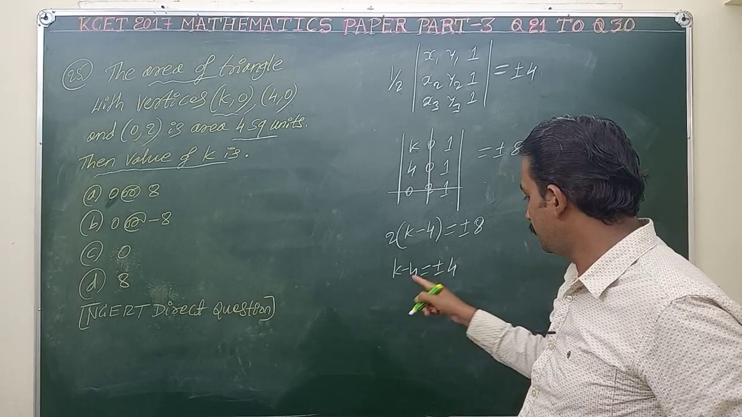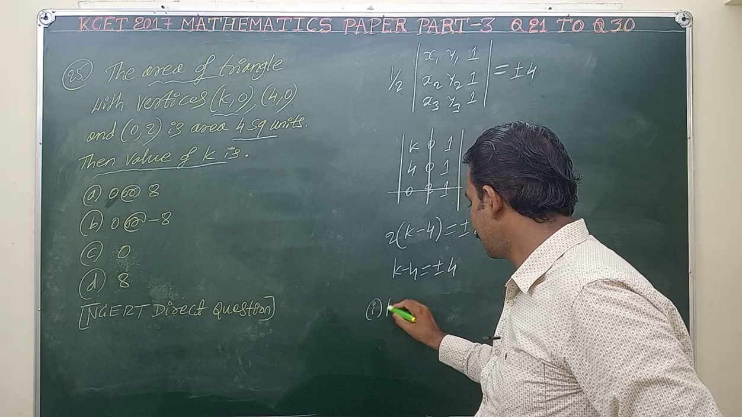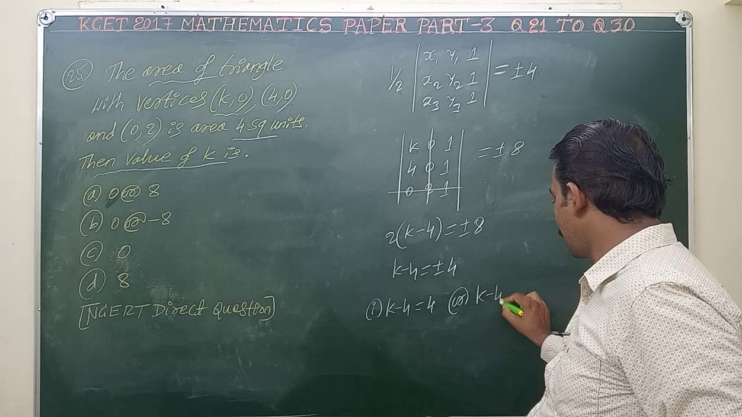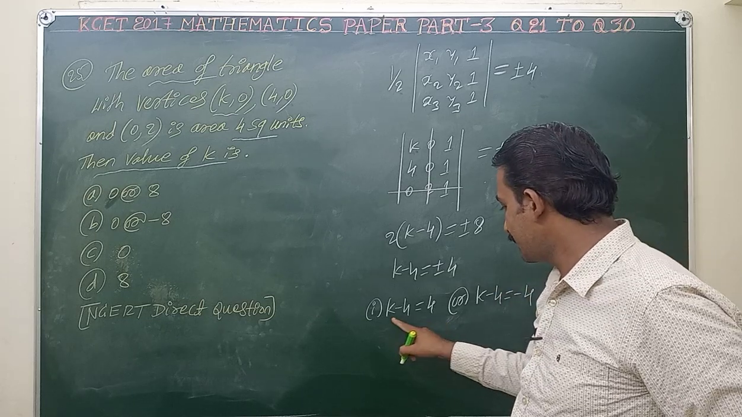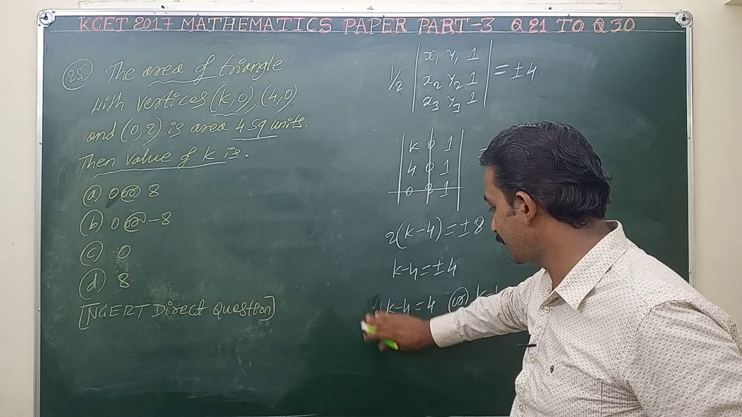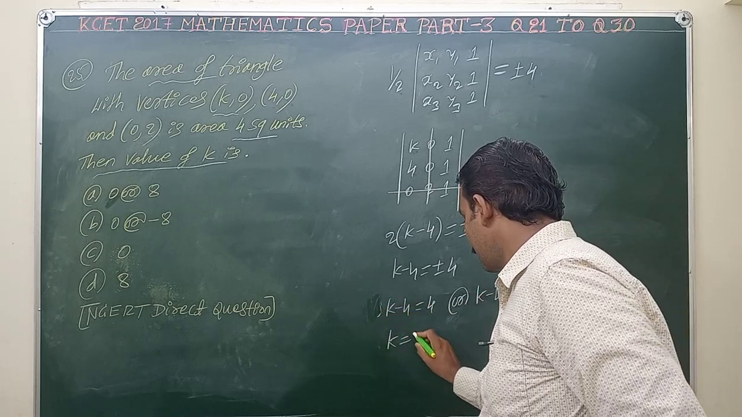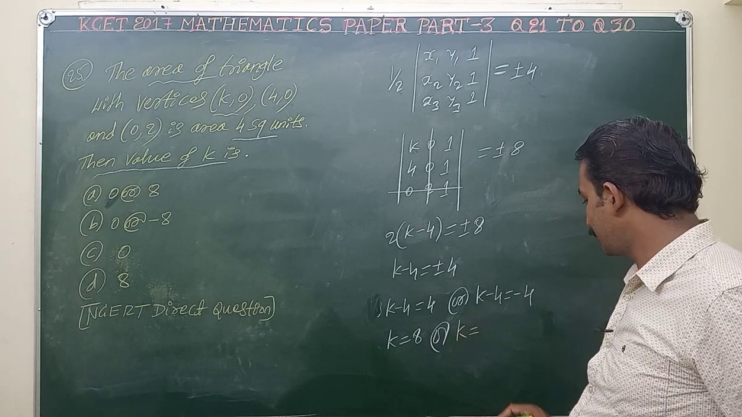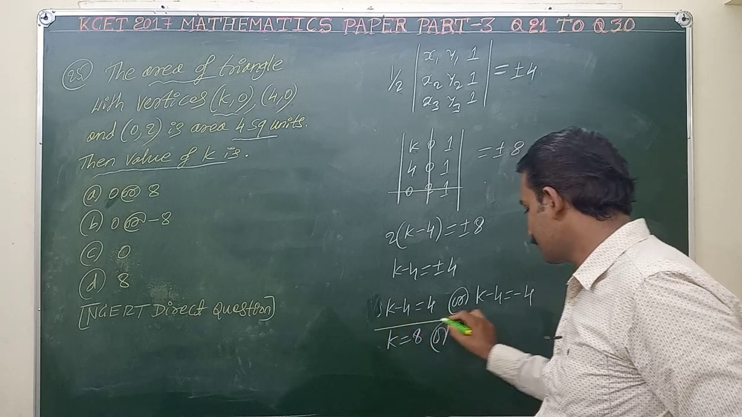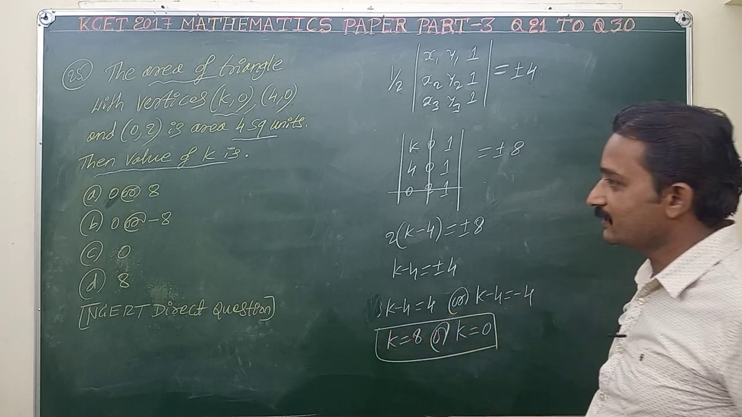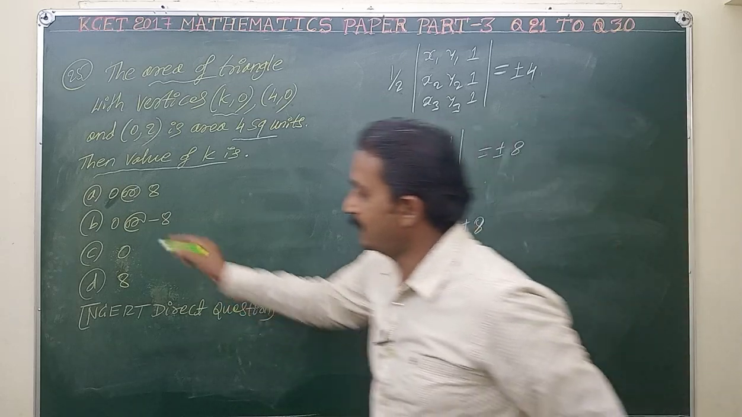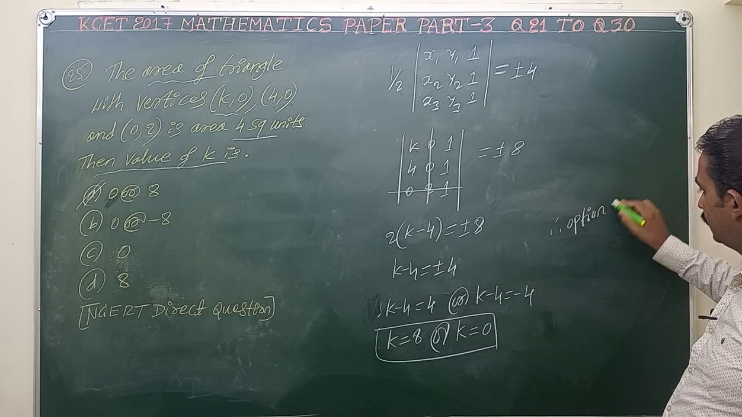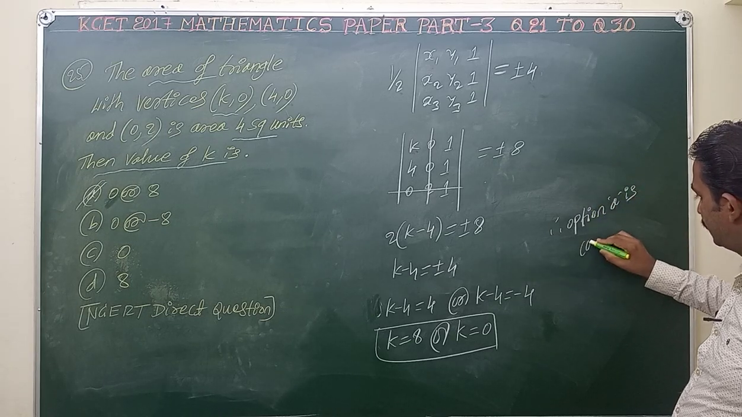So in this case 2 cases arise. Equate k minus 4 equal to plus 4, and k minus 4 equal to minus 4. So k minus 4 is equal to plus 4, nothing but k is equal to 8, or k minus 4 is equal to minus 4, nothing but k is equal to 0. So here k has 2 values, one is 0, another one is 8. 0 or 8 is correct. Option A is the correct answer. Therefore option A is correct in this case.